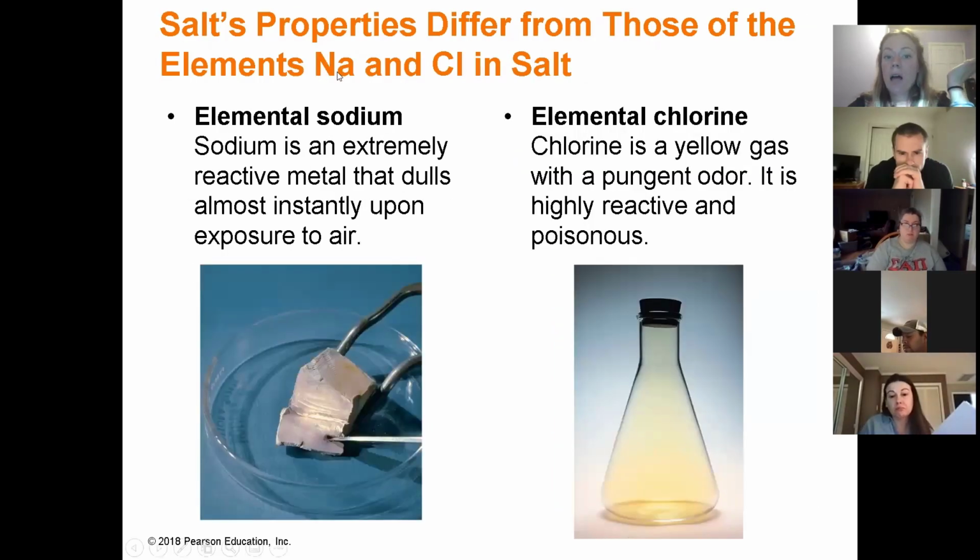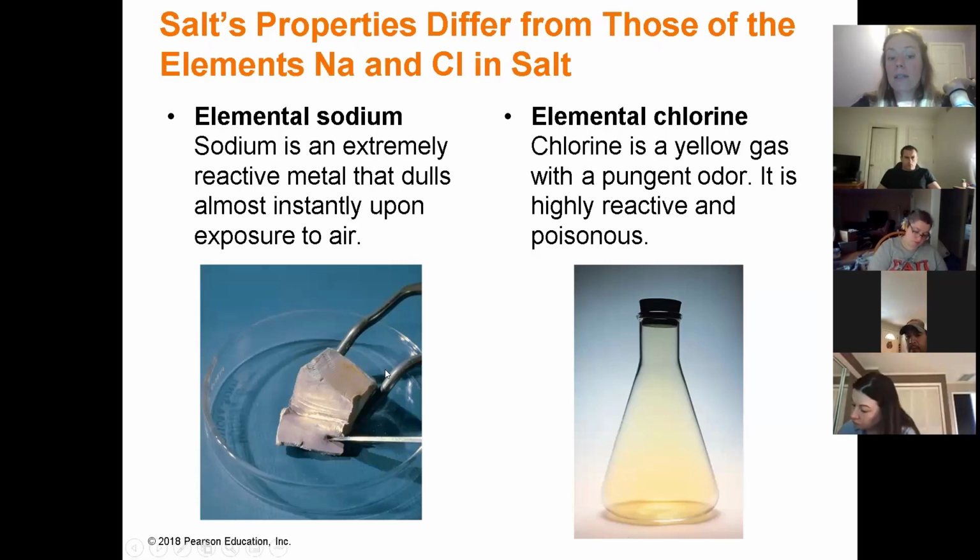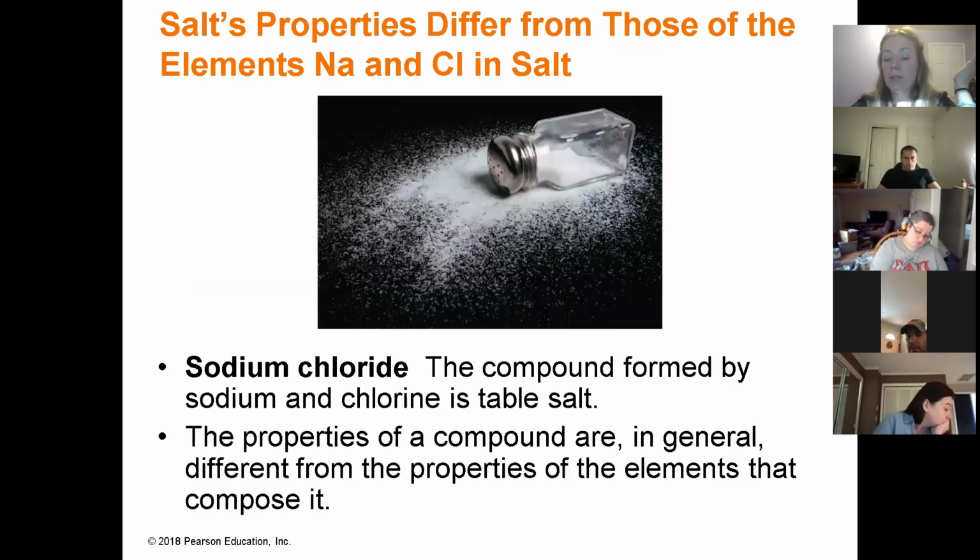So another example, sodium and chlorine. When you hear me say sodium on the periodic chart, I am not talking about table salt. I'm talking about a dull metal that's extremely reactive. Chlorine is a yellow gas that is reactive, and it's also poisonous. Both of these things, not very appealing, but when they come together as sodium chloride, you get table salt.